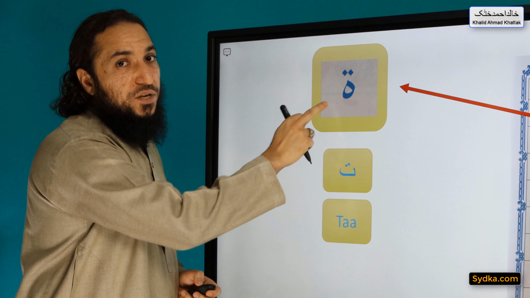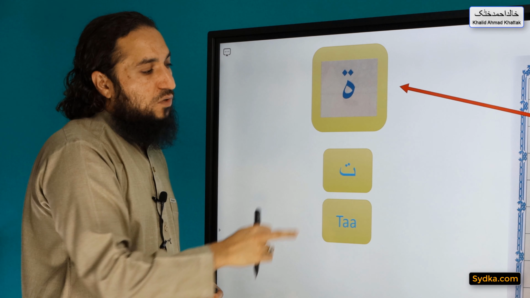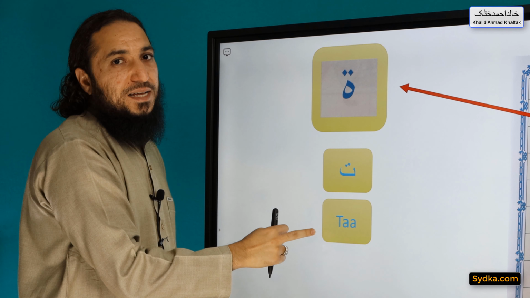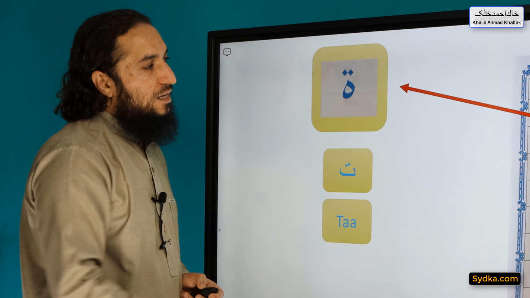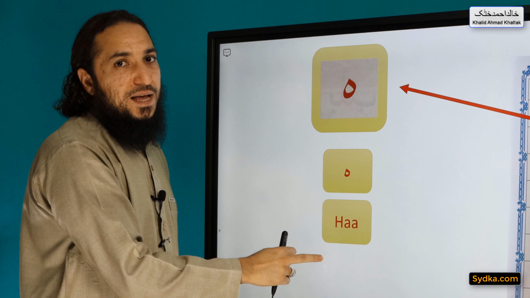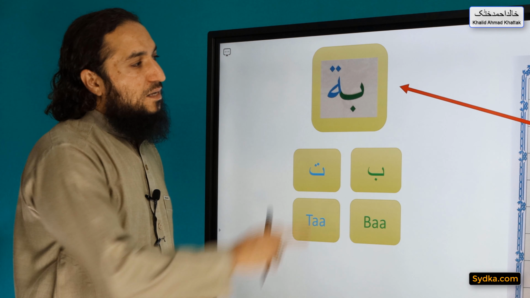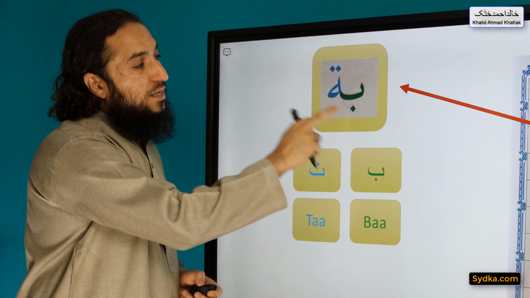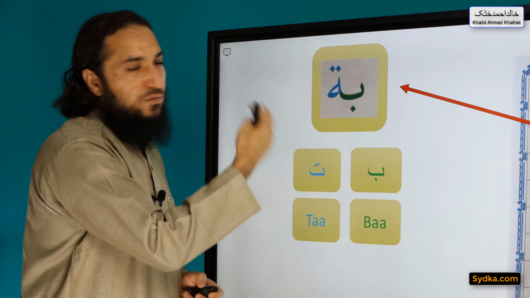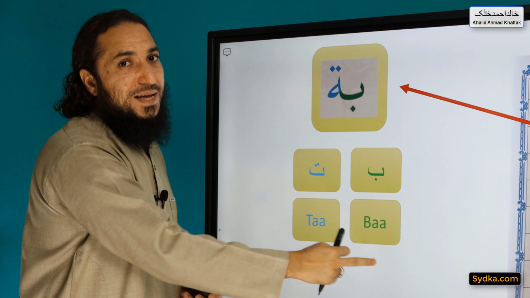This is another way of writing ta. It's called ta marbuta, but it is actually ta. Ta. That's ha on its own. Ha. The first letter is ba, the second one is ta marbuta, and it is actually ta, another way of writing ta. Ba, ta.